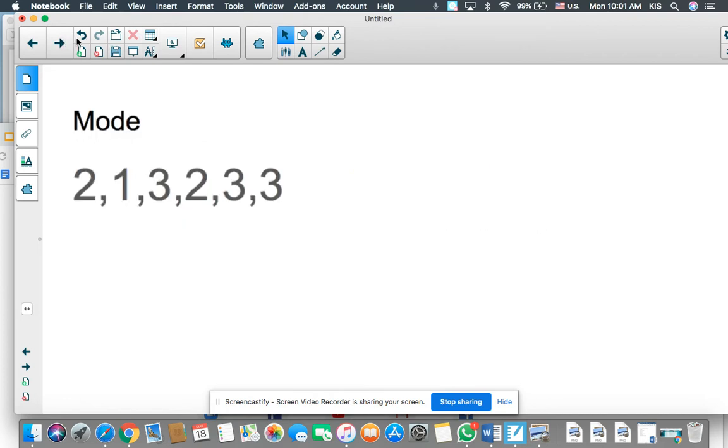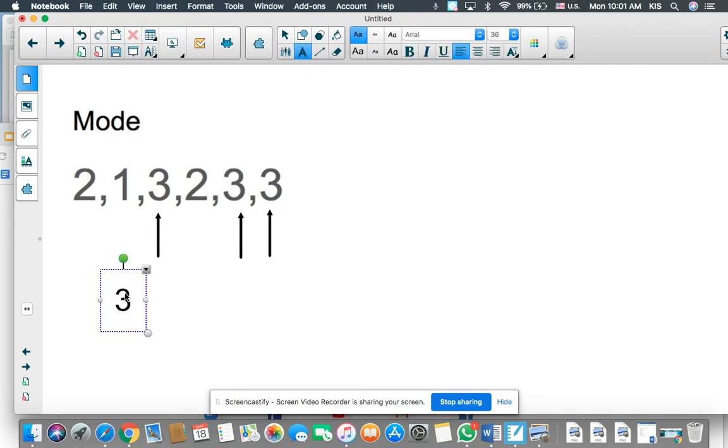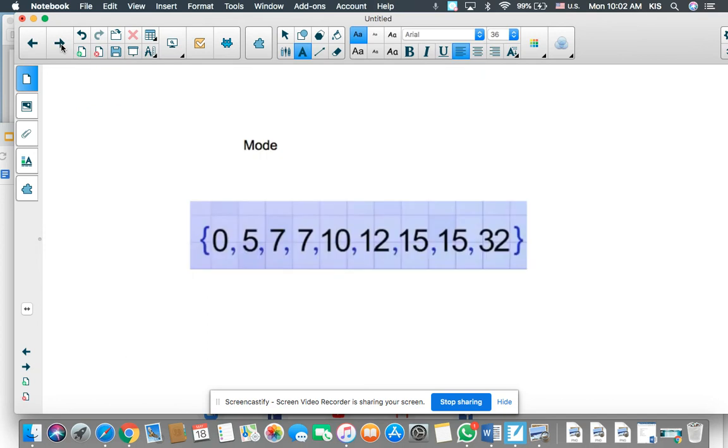Let's find the mode of this data set. Well, I see two 2s, one 1, and three 3s. So the three 3s appear most often. We're going to have the number 3 as our mode.